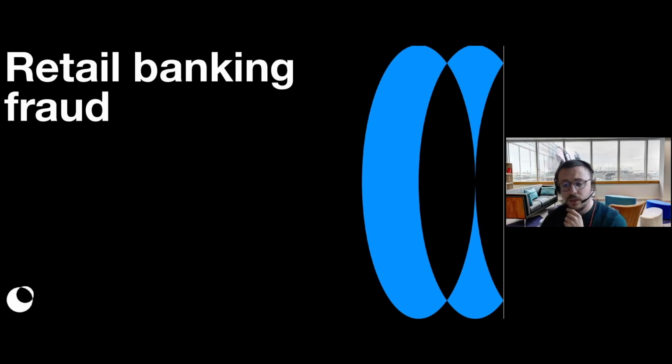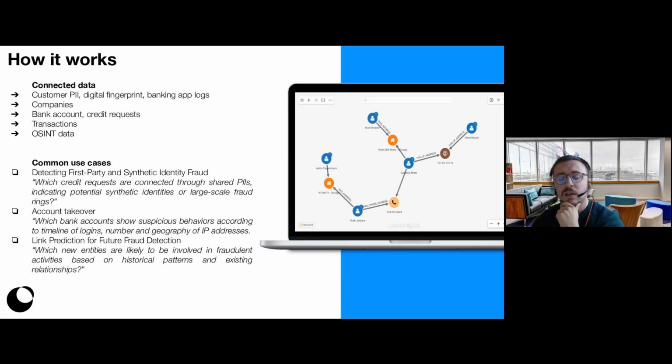So, of course, if you speak about networks, you speak about graph. And typically, what are the types of data that you could put, as a banking institution, within a graph?